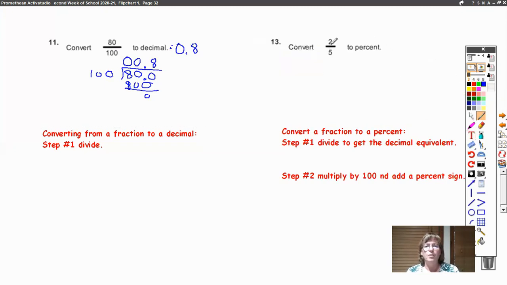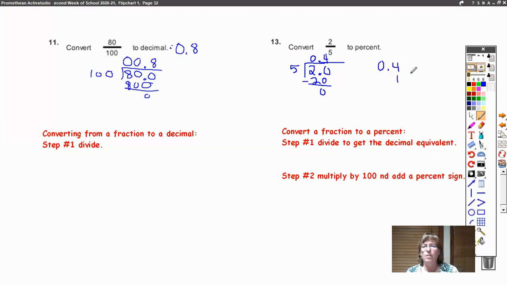Here we go. So the first thing we're going to do is divide to get the decimal equivalent. So we're going to do 2 divided by 5, and 5 goes into 2 0 times, so we'll add a decimal so that we can add a 0. And 5 goes into 20 4 times. 4 times 5 is 20. 20 minus 20 is 0, so we are done. So here is our decimal equivalent. And then the next step is multiply by 100 and add a percent sign.